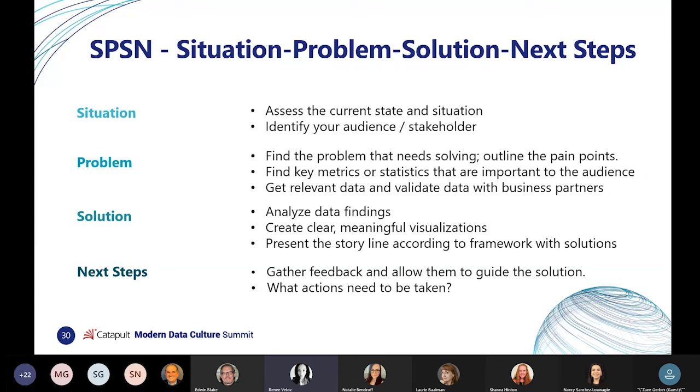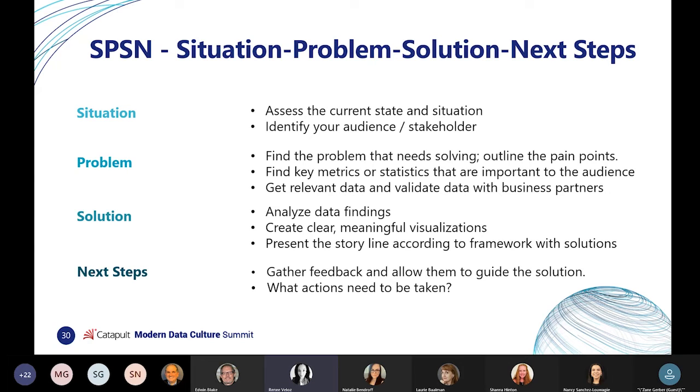In the solution, you're analyzing those data findings. You're creating clear, meaningful visualizations, and you're presenting the storyline according to the framework with solutions. In the final step, the final slide, you're gathering feedback from the stakeholders and the data consumers, and you're allowing them to guide the solution, review your data findings, and find out if there are any other actions that can be taken.